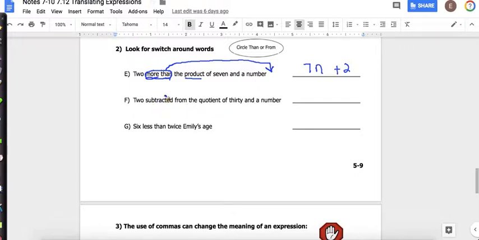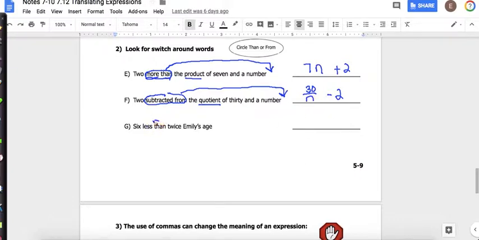Okay, now look at the next one. 2 subtracted from. So circle it. The quotient of 30 and a number. So 2 subtracted from the quotient of 30 and a number. That means I'm subtracting 2 from the quotient of 30 and a number. So I've got to send that 2 to the end. I'm going to write minus 2 at the end, and in front of it, I'm going to put the quotient of 30 and a number. Because the 30 came first, I'm going to put 30 over n. So 30 over n minus 2.